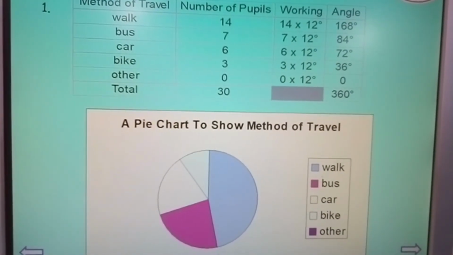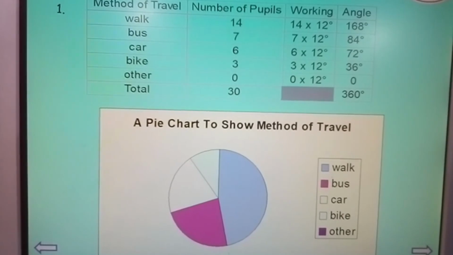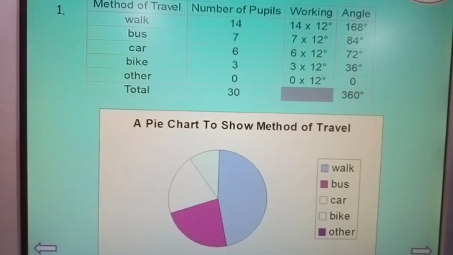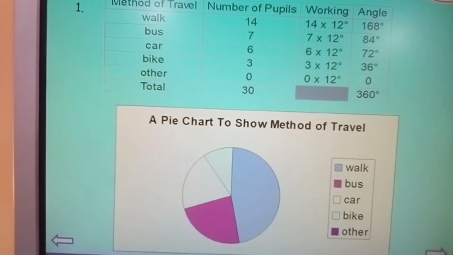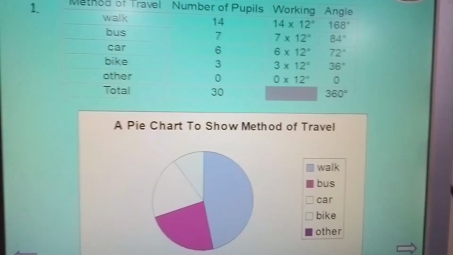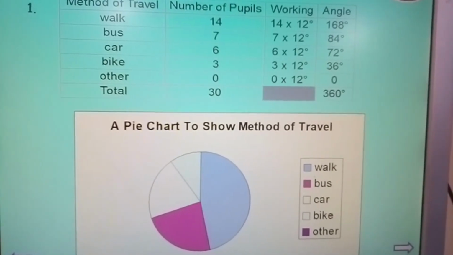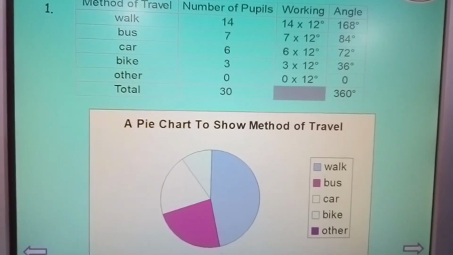And here's our solution. 14 times 12, we know that 360 divided by 30 gives us 12 degrees already. So we've retained that criteria all the way along. It could be a different number, of course, but it was sustained in order to keep it simple.